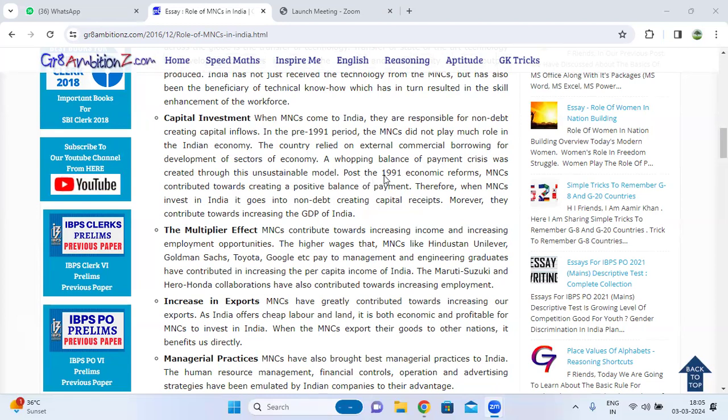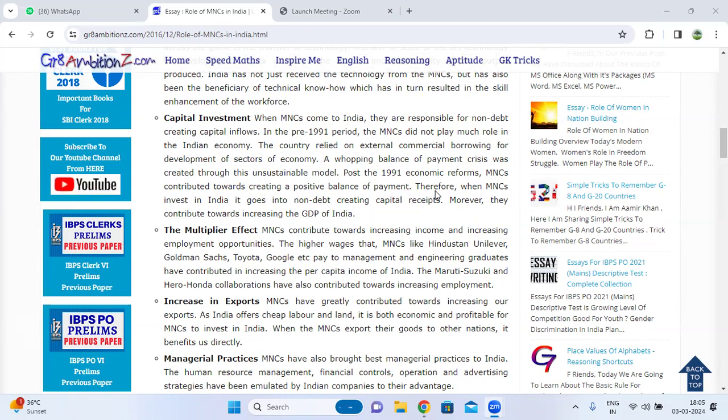Post the 1991 economic reforms, the multinational corporations contributed towards creating a positive balance of payments.